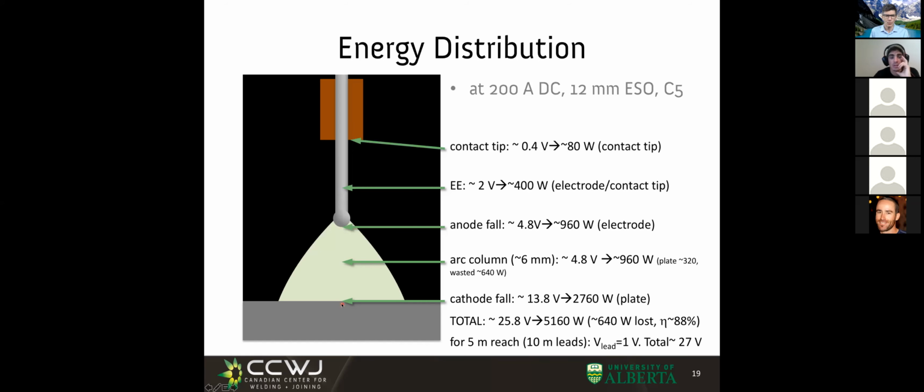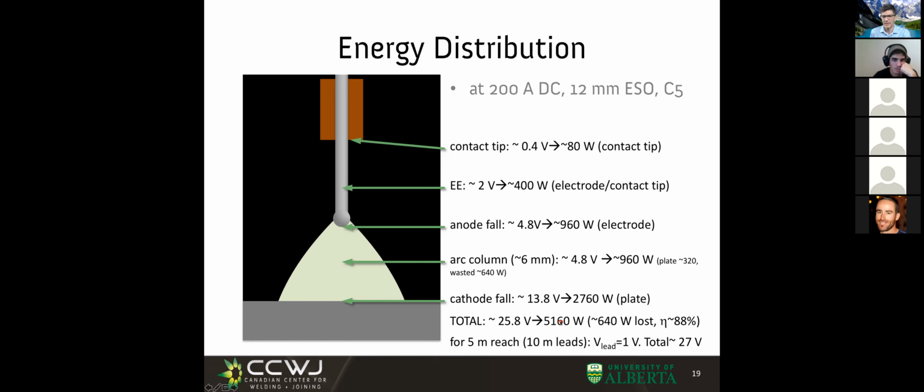And then we have the cathode fall, right? The electrode is positive, the plate is negative, it's a cathode, it's a non-thermionic cathode, and this is almost 3 kilowatts. That's a lot. In this case, we would be having good penetration because we're putting so much energy in burning the plate, and good deposition. Right? In total, this would give us, just between the contact tip and the plate, 25.8 volts, which for those of you who actually know welding, you'll realize, yeah, it's a reasonable number.